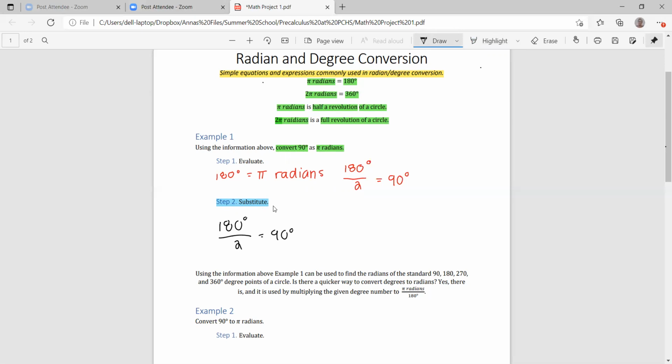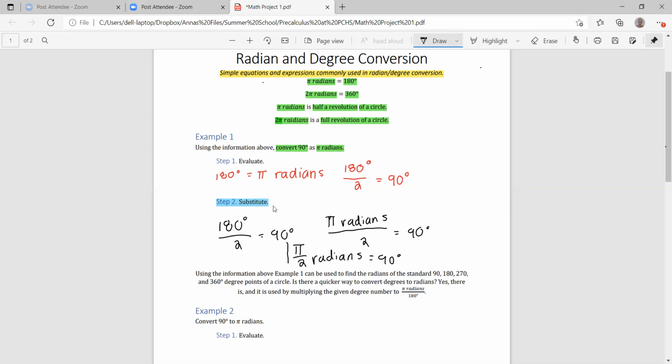So now, using this equation we wrote up here, we're going to substitute this 180 degrees for pi radians. So we're going to write pi radians over 2 is equal to 90 degrees. And to make this more readable, we're going to take radians outside of this fraction and put it right here. Pi over 2 radians is equal to 90 degrees.